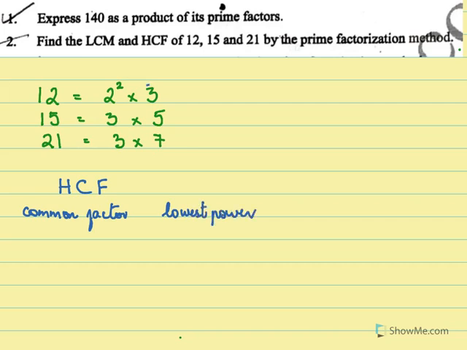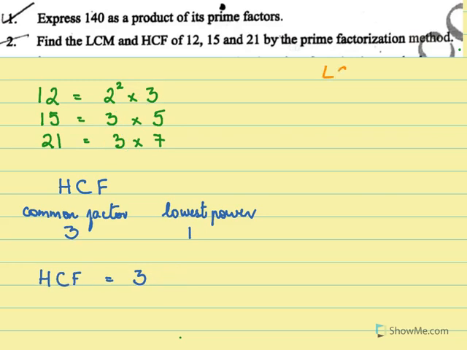Now if you see 3 is common in all, so I'm going to write 3. Here is 3, and the lowest power here is 3 raised to 1. So lowest power is 1. So the HCF equal to 3 raised to 1, which is equal to 3.